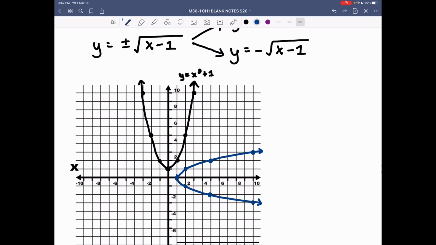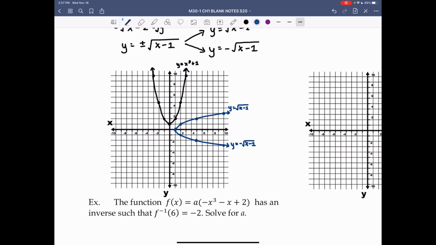So this portion is y equals positive root x minus 1, and this portion is y equals negative root x minus 1. Then we want to verify that these are inverses, so we can look at each of the points and see that the x and y values are switched, or we can look at the line of reflection, y equals x.